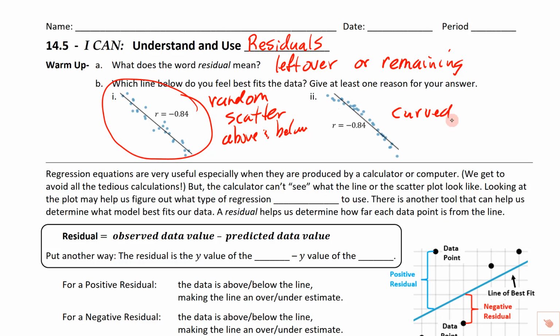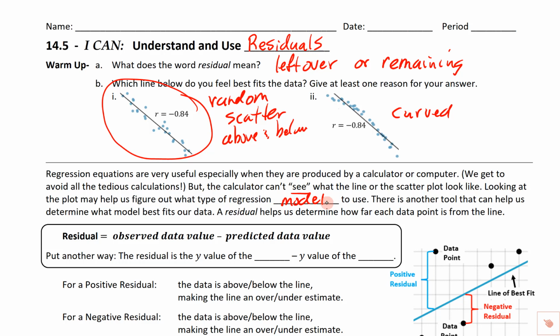Now, remember, regression equations are really, really useful, and they're pretty easy to use, especially when a calculator or a computer produces them, because we get to avoid all the tedious math behind creating that model. But the calculator can't actually see what the line or the scatter plot look like. And looking at that plot and looking at that line might help us figure out what type of regression model we ought to use. Now, like we've said before, we're going to stick with linear models, but we want to be aware of when they might have some issues and some things that we need to look for.